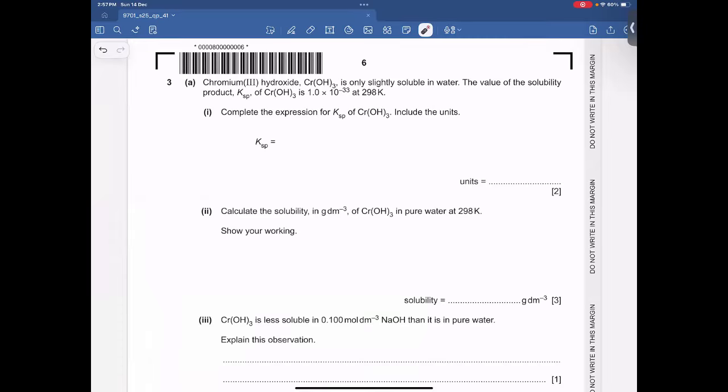This question is related to ionic equilibria. Chromium 3 hydroxide is only slightly soluble in water. The value of the solubility product of chromium hydroxide is 1 into 10 to the power minus 33 at 298 Kelvin. Complete the expression for Ksp of chromium hydroxide, include the units. Let me write down first the equation. So that's chromium 3 hydroxide. It ionizes into its chromium 3 ions.